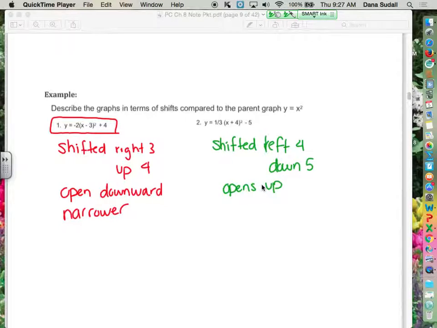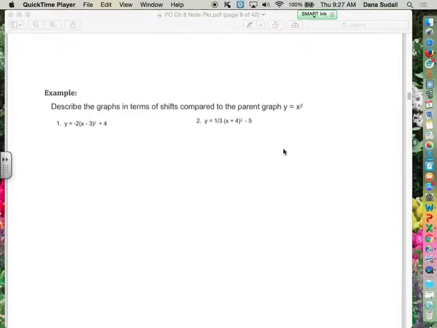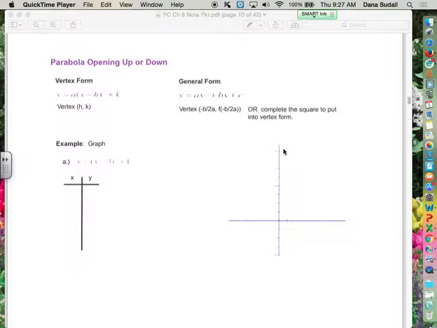But the 1/3 is going to make it wider. So there's transformations, and that's really as involved as you need to get with those descriptions of how those graphs are going to change. But what we're going to end up looking at is parabolas that open left and right. There's something that's very new.